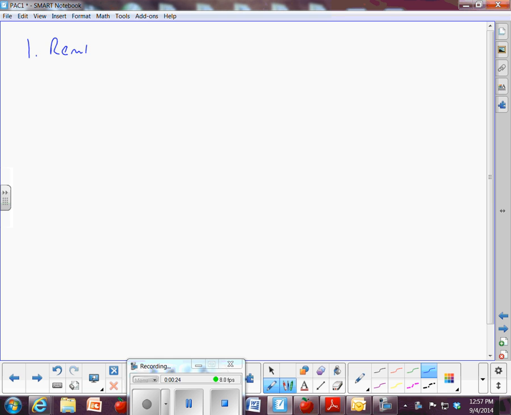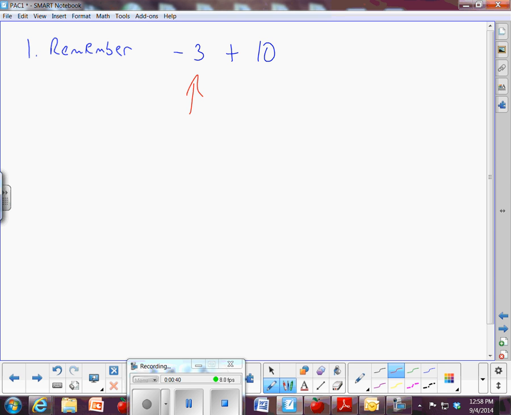Let's say remember, and let's do a simplistic example. -3 plus 10. All right, so first off, you got to look at that and you got to say, hey, there's a negative number and a positive, right? We're adding negatives and positives, and that's what we're talking about here, right? Adding positives and negatives, or negatives and positives. So that's the first thought.